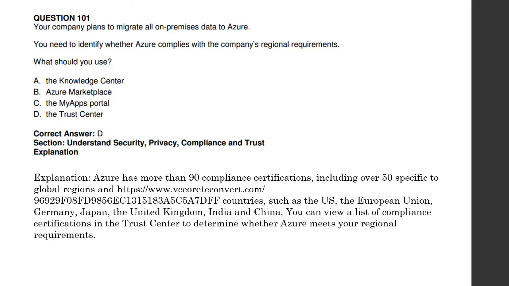So moving to the question, not wasting the time. Question number 101. Your company plans to migrate all on-premises data to Azure. You need to identify whether Azure complies with the company's region requirements. What should you use? For this, we have to use Trust Center. Azure has more than 90 compliance certifications, including over 50 specific to global regions. This is covered in the Trust Center. So the answer is D.